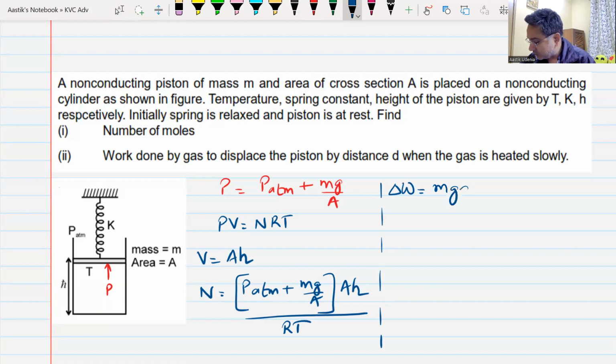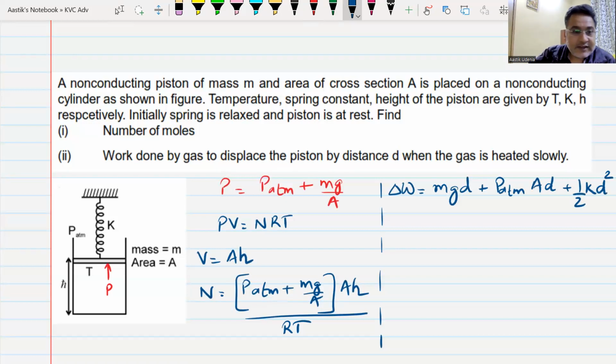So it will be mg into d plus P atmosphere into A into d plus half k d square. Yes or no? Yes, sir. That is the answer. Well done. Everyone has understood this. Yes or no?